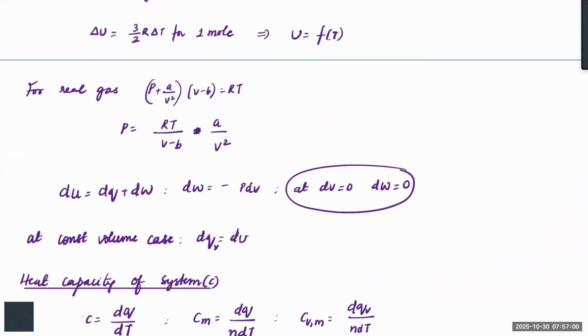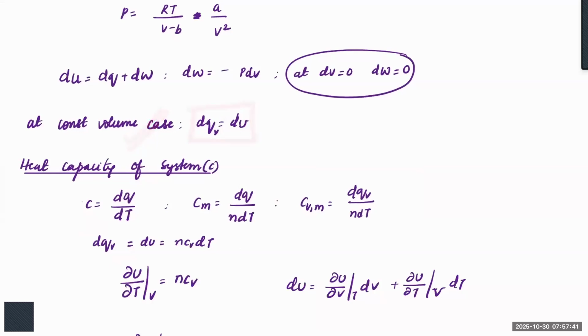For instance, if you notice for real gases, (P plus a by V square)(V minus b) is equal to RT, the van der Waals real gas equation. Pressure can be written in this format, isn't it? And dU is equal to dq plus dw, and dw is equal to minus PdV. At dV equal to 0, dw is equal to 0. So dq at constant volume will be equal to dU. This is at constant volume.